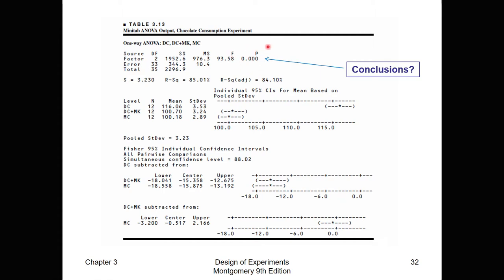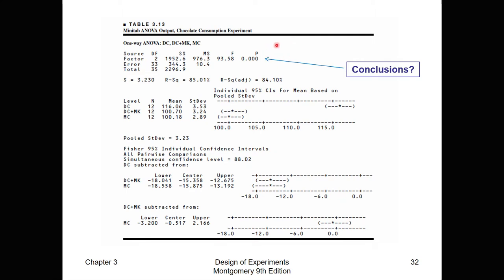So what does that mean? Think back to our null and alternative hypothesis. Statistically significant means that we reject the null in favor of the alternative. The null hypothesis was that all of the means are the same. The alternative hypothesis was that at least one of the means is different. So given this p-value, we reject the null hypothesis in favor of the alternative, that at least one of the means is different. So we would say we have evidence that at least one of the mean levels of antioxidants is different for the chocolates.